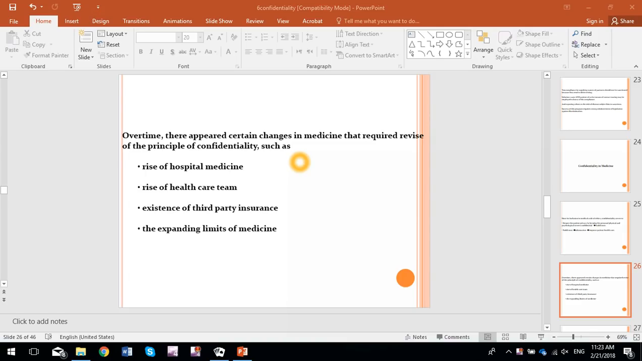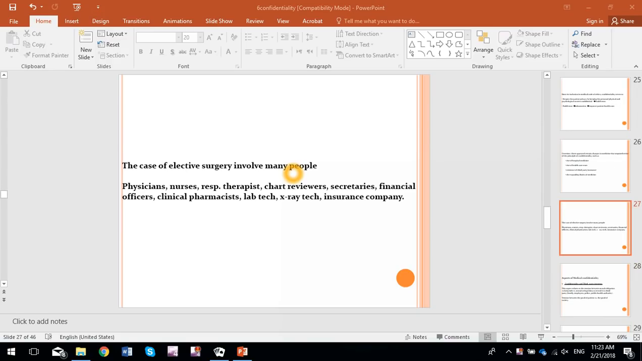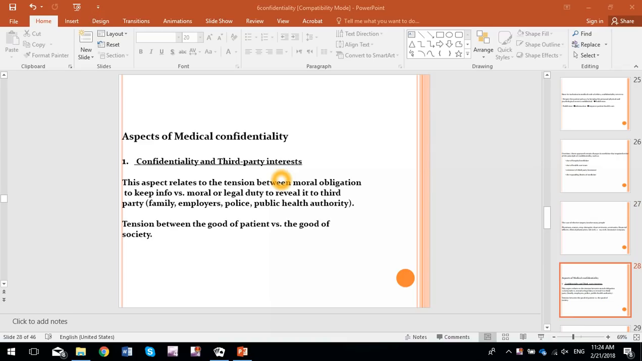Again, the expanding limits of medicine. The new technology that appears: the more technology, the more people involved, and the less confidentiality is kept. The case of elective surgery involves many people, like physicians, nurses, respiratory therapists, chart reviewers, secretaries, financial officers, clinical pharmacists, lab technicians, x-ray technicians, insurance company. All those are looking for what information the patient has conveyed to his physician.